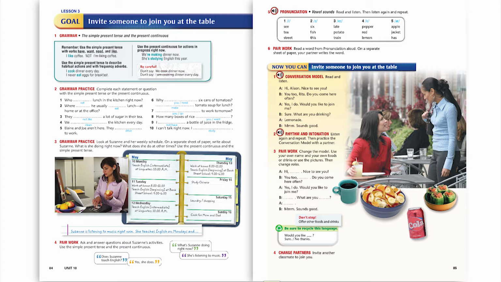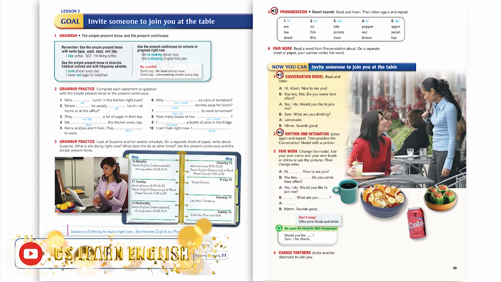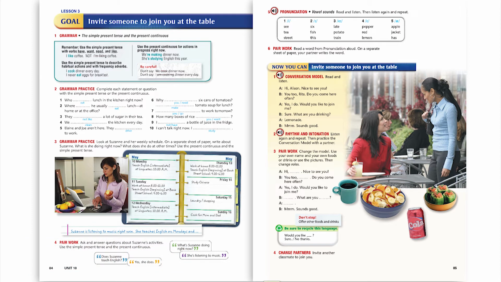C. T. Street. 6. Fish. This. Late. Potato. Train. Pepper. Red. Lemon. Apple. Jacket. Has.